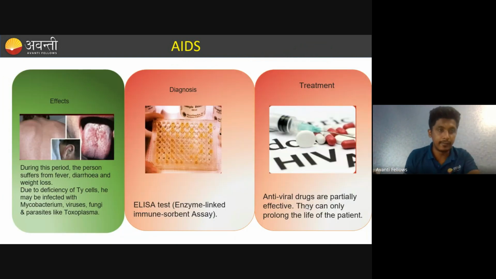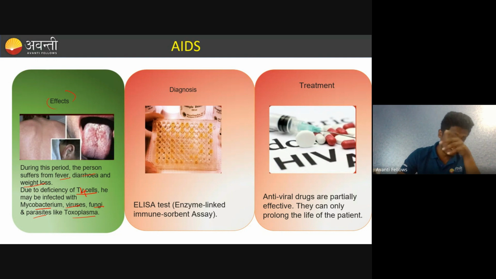Now, what are the effects on a person who is suffering from HIV? Basically they have multiple symptoms. Most of them have mixed symptoms such as fever, diarrhea, weight loss, and deficiency of T4 cells, that is T helper cells or T4 cells. Next is mycobacterium, basically TB infection is very, very high, and fungal infections are very common, and parasites like toxoplasma are also found, which is very rare in normal human beings. That will all be found in HIV patients. So these are some of the ways in which HIV changes the body.